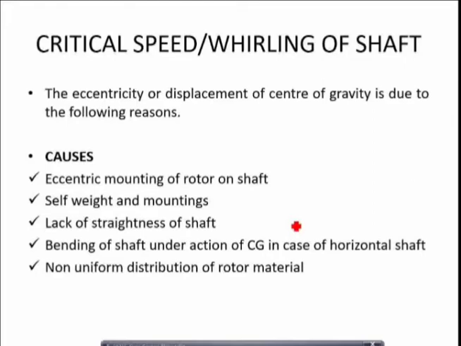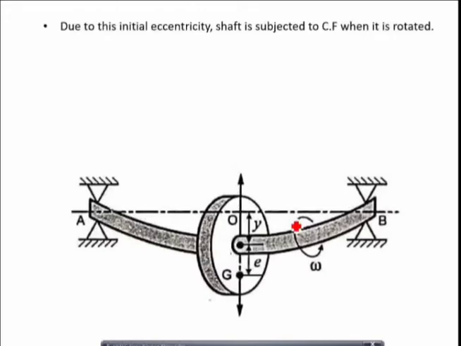Because of this, we will understand exactly what happens and how the critical speed is generated, or the working of shafts takes place. Now let us consider that the shaft is rotating at an angular speed omega radian per second, and the shaft is a horizontal shaft. Due to the initial eccentricity, created because of the reasons we have already seen, the shaft is subjected to the centrifugal force when it is rotating.